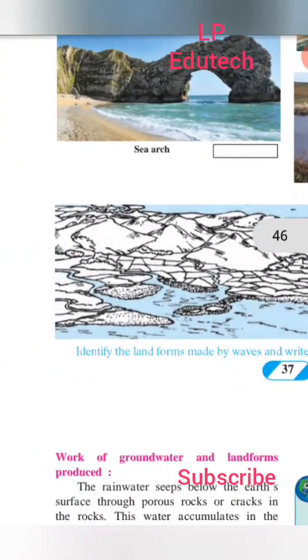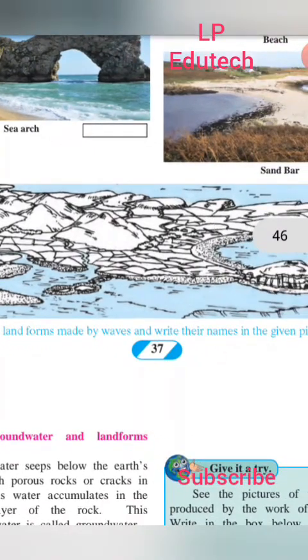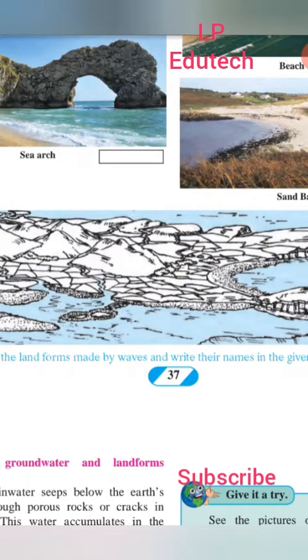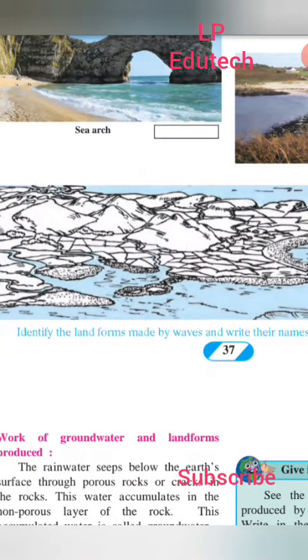Now the next and the last part of this point: identify the landforms made by the waves and write their names in the given picture. So what we learned just now, are you able to solve this on your own? It will be good if you solve it on your own, so it will be better for your understanding.